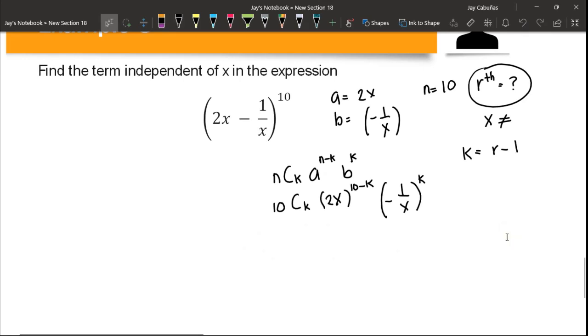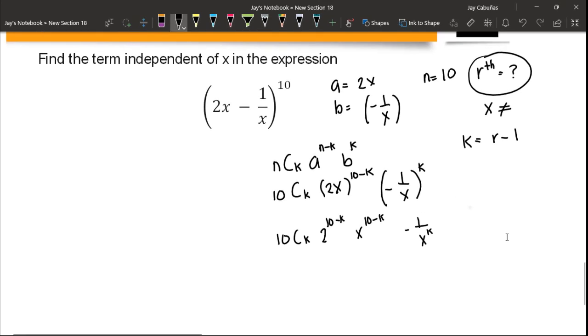So if we simplify it further, now we have 10Ck times 2 raised to 10 minus k times x raised to 10 minus k. So you distribute the exponent into the two values here, 2 and x. Then we have negative 1 times x raised to k. Because if you distribute k to the numerator, then we would have 1 raised to the k power, but this would still give us a value of 1. So we may not put k on the numerator side.